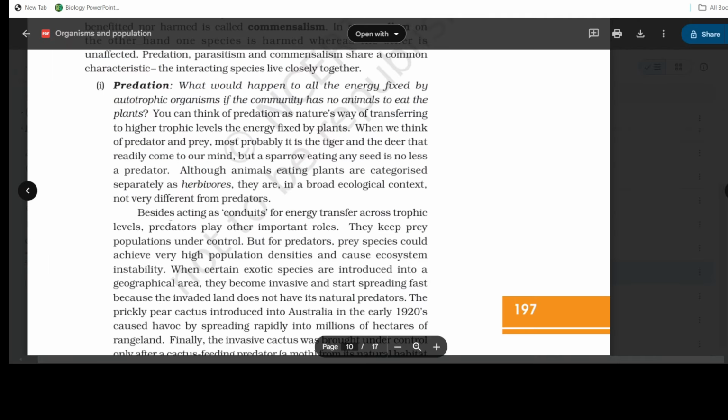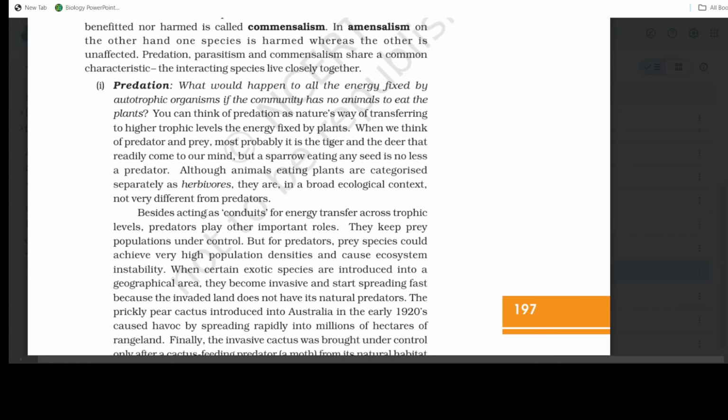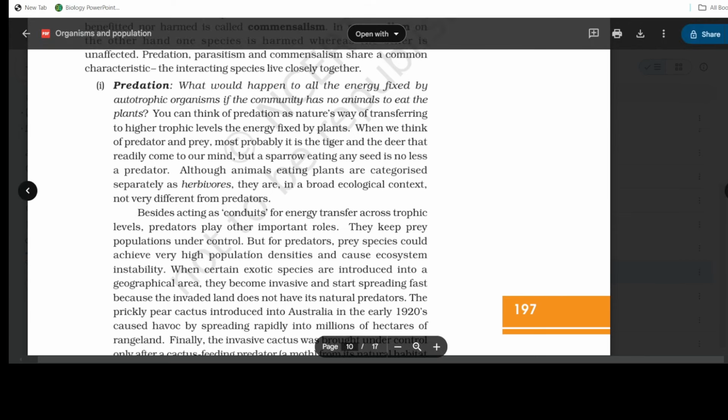Why is predation required? Besides acting as a conduit of energy transfer across the trophic level. So they transfer the energy across the trophic level. That's one of the roles they play. Besides that, predators play other important roles. They keep prey population under control.